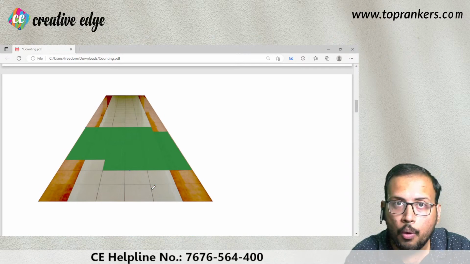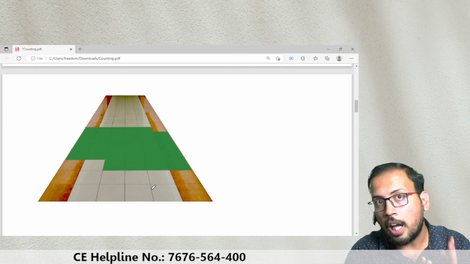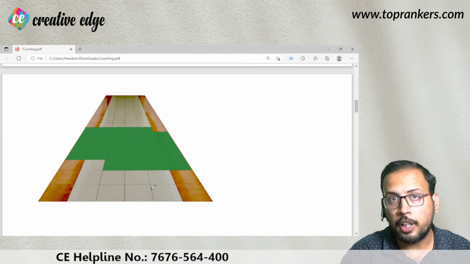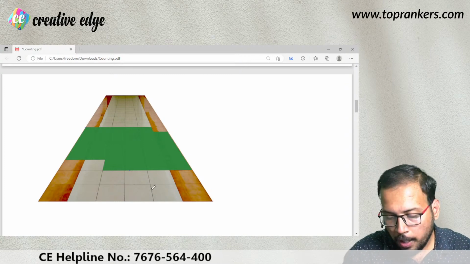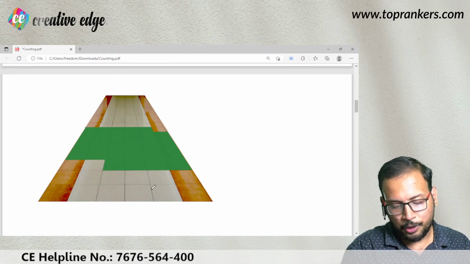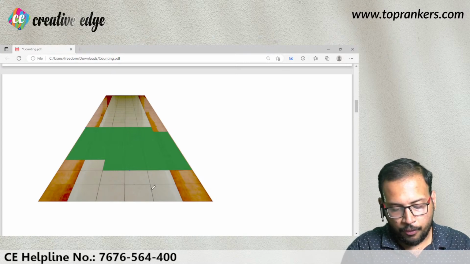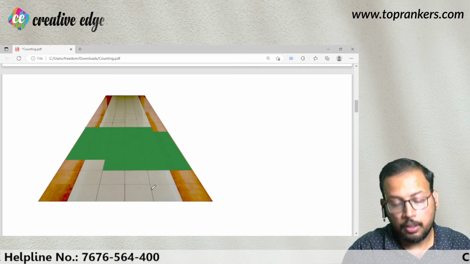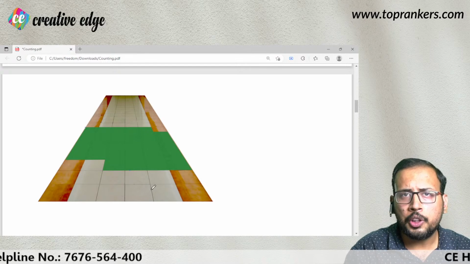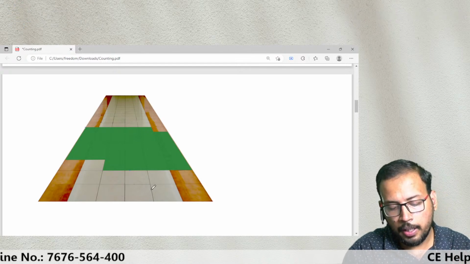Now you have to find out how many tiles are covered with this green carpet. I hope everyone is able to understand this question. And if you have got the answer to this question, you can tell me in the chat box.